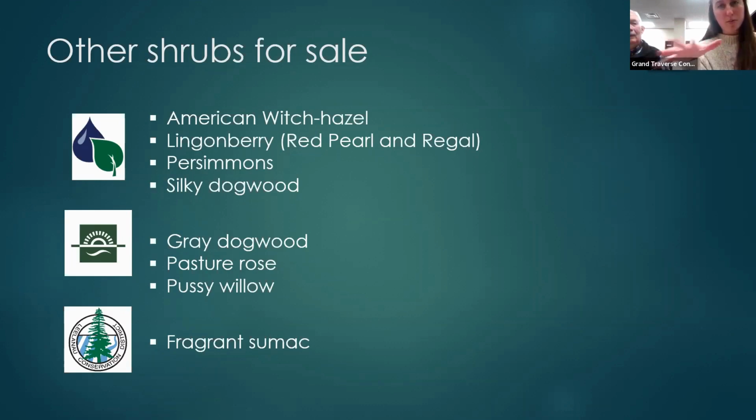Lingonberry supports a lot of birds with the fruits that they have. Persimmons support a lot of wildlife with the fruits; a lot of different small mammals eat them. And silky and gray dogwoods, both of them, I generally am seeing them on more moist soils, but not necessarily. Pasture rose and pussy willow support a lot of different pollinators, which is helpful. And again, like what Tom was saying, fragrant sumac is the one shrub that you can plant into the shade and it'll be fine.